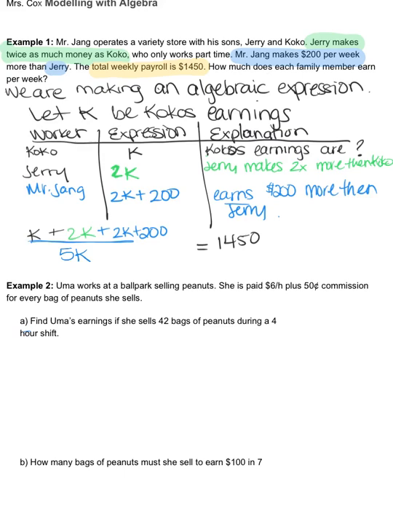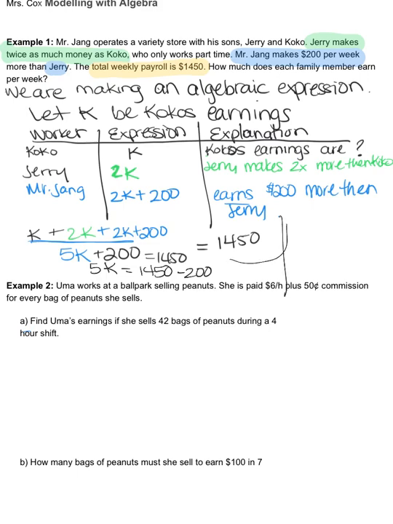So I have 5K's on my left-hand side plus 200, and all of this equals 1,450. Now I want my K's to stay on my left-hand side. I want my numbers to go to my right-hand side. So to do that, I'm going to take this adding, and I'm going to subtract it to the other side, because subtracting is the opposite of adding.